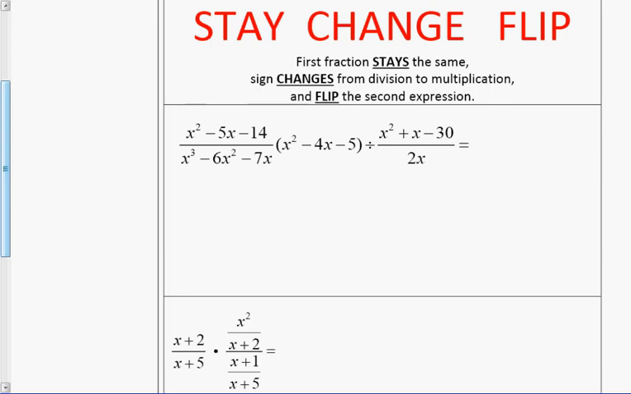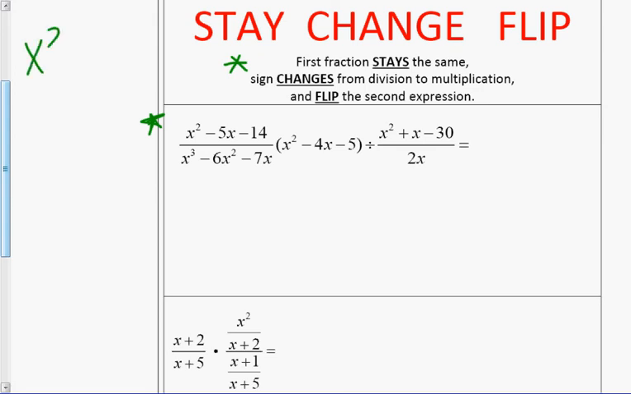And I wrote exactly what it means up here. The first fraction stays the same. The sign changes from division to multiplication, and you flip the second expression. And we're going to see it in this example right here. But I made it a little more complicated because I feel like you can handle it. Okay? Normally we would see something like this.